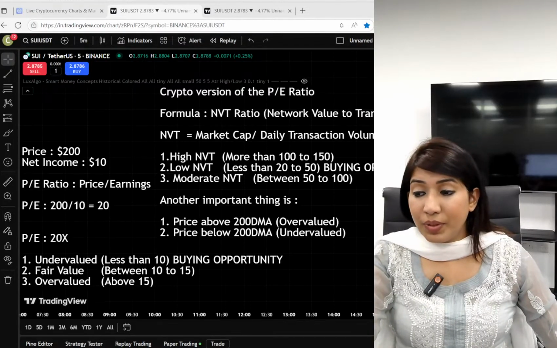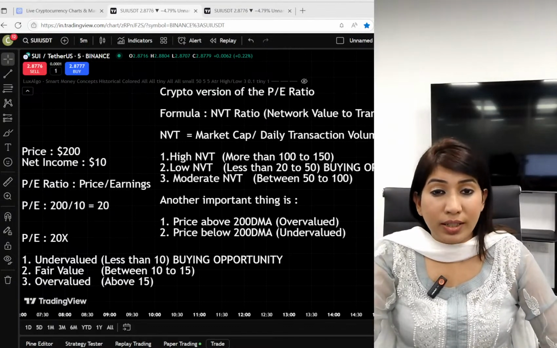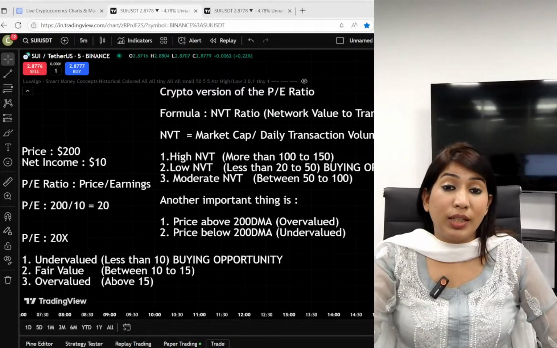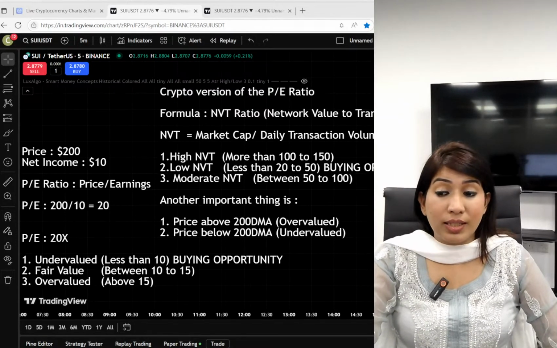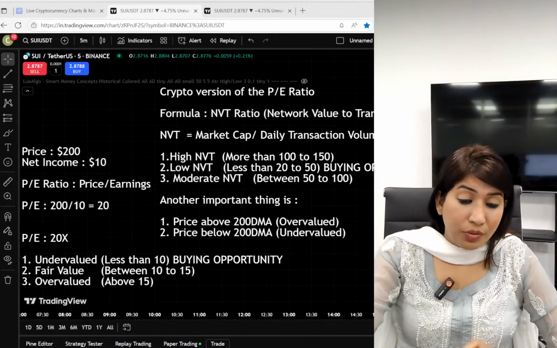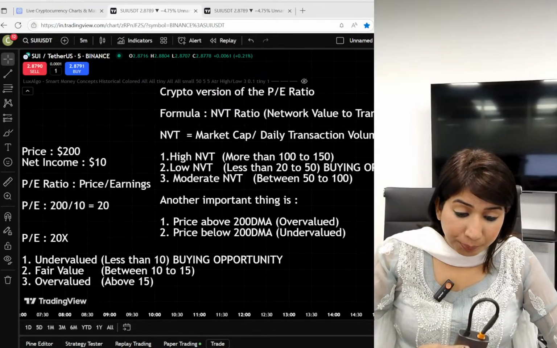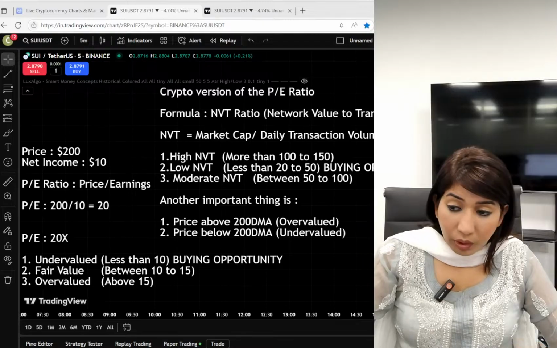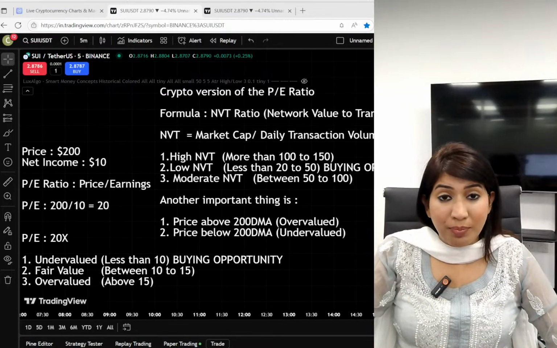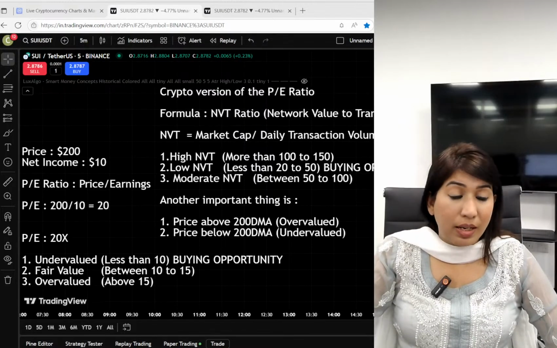And if, other than that, you're still unsure, the 200-day moving average is the next option that you can choose. You can see that if the price is above the 200-day moving average, then it is basically overvalued. It is not the right opportunity to buy. Of course, when the price is below the 200-day moving average, that's where your buying opportunity is.